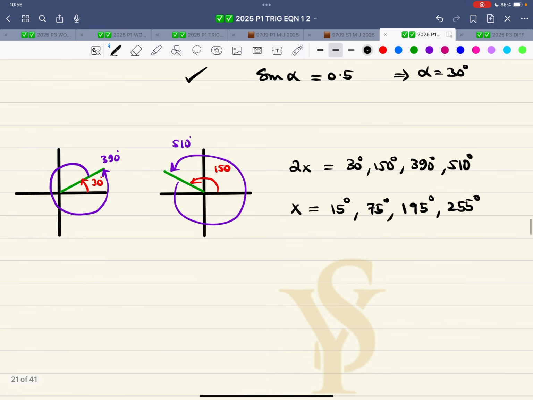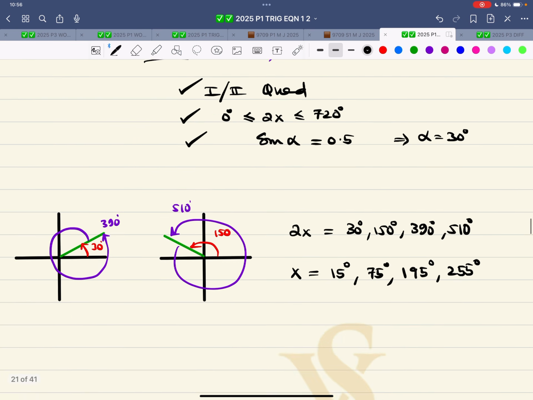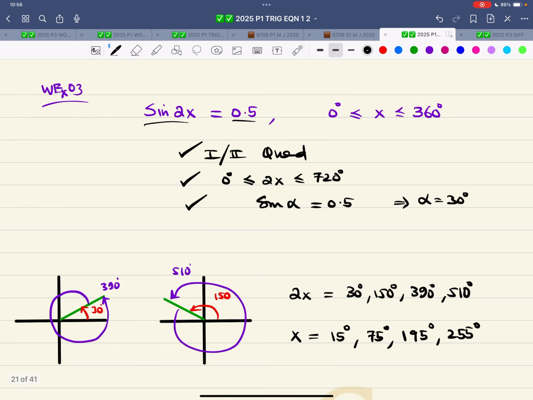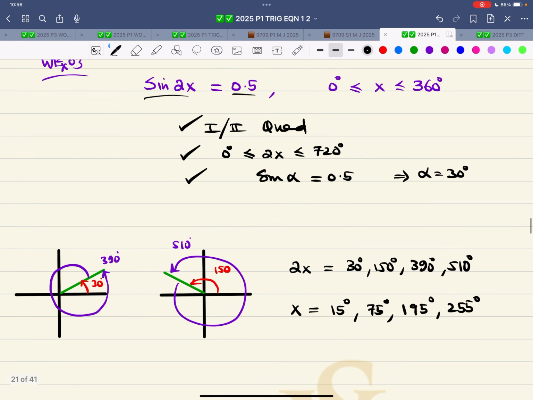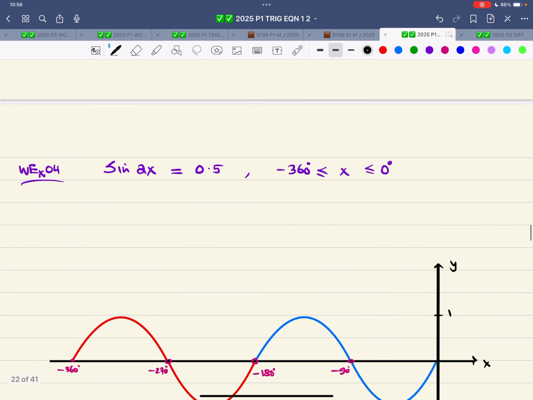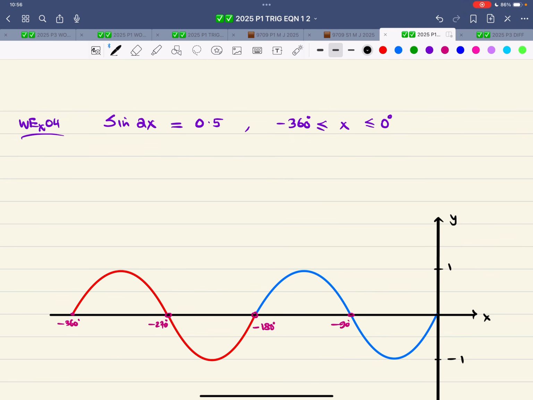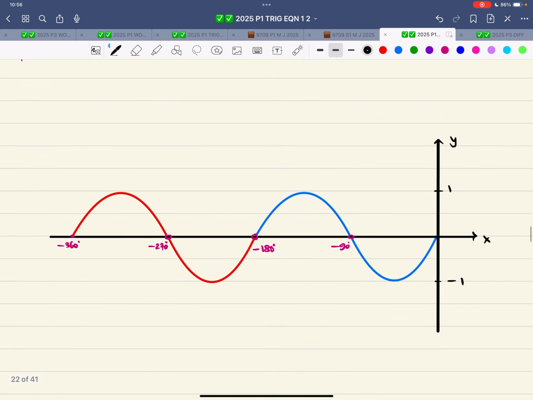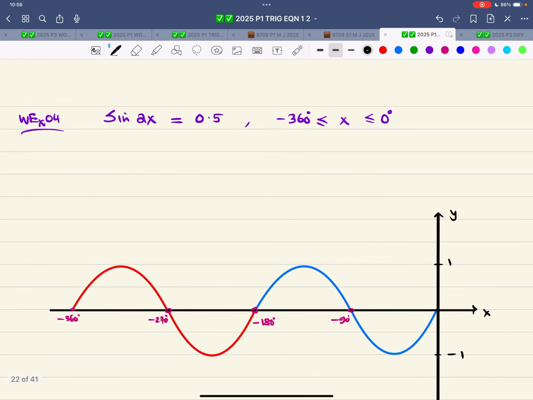So I have done this question in 2 conceptual ways. One is the equation way, and then one is the symmetry graph sketch way. That's how it's done and dusted. Now let's do this thing. Sine 2x is equals to 0.5. Again, the values are labeled. Sine 2x is already drawn.